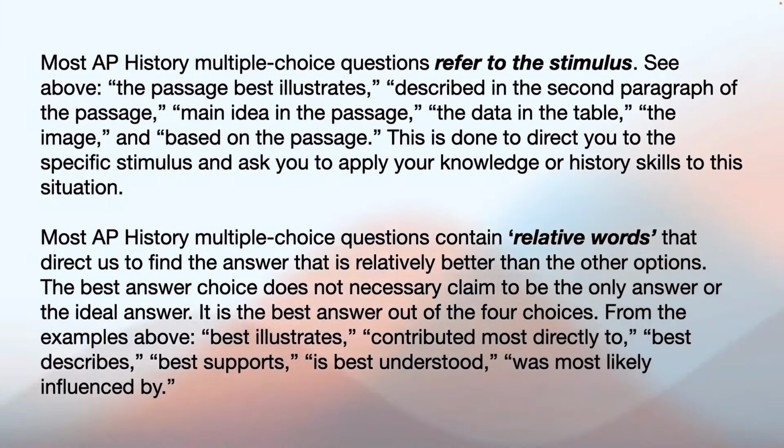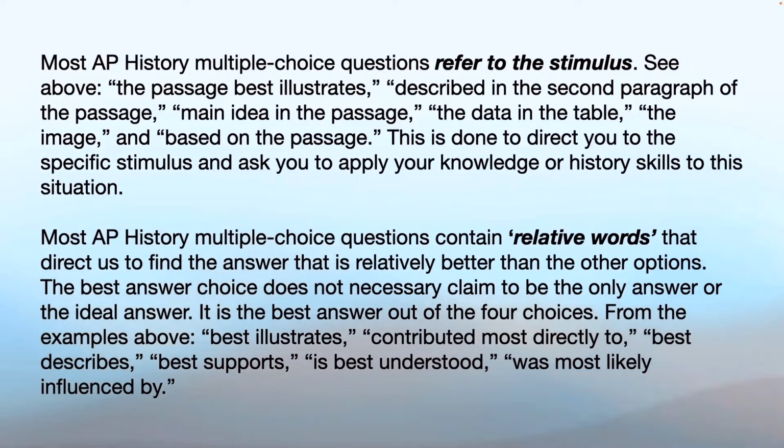See above. The passage best illustrates, described in the second paragraph of the passage, main idea in the passage, data in the table, the image, based on the passage. This is done to direct you to the specific stimulus and ask you to apply your knowledge or history skills to this situation. Most AP History multiple choice questions contain relative words that direct us to find the answer that is relatively better than the other options.